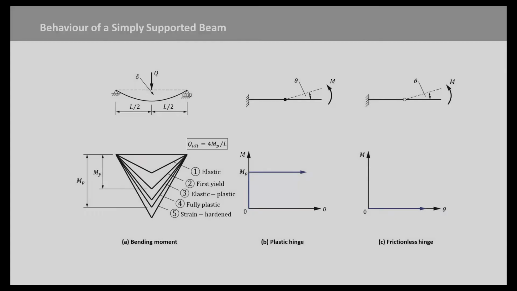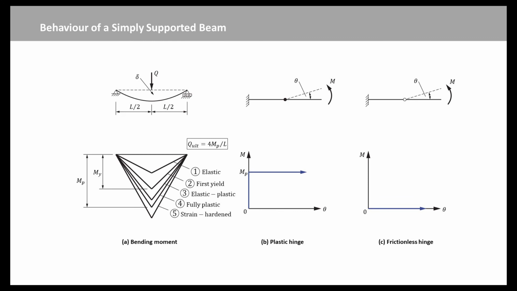The infinite curvature at the point of full plasticity and the finite slope change theta predicted by the rigid plastic assumption lead to the plastic hinge concept illustrated in Figure B. The plastic hinge can assume any slope change theta once the full plastic moment Mp has been reached. This behavior is contrasted with that shown in Figure C for a frictionless hinge, which can assume any slope change theta at zero moment.